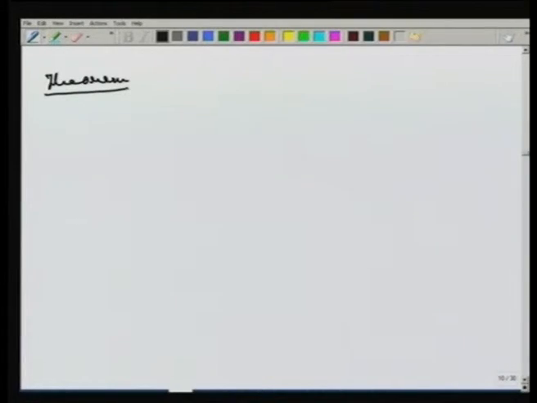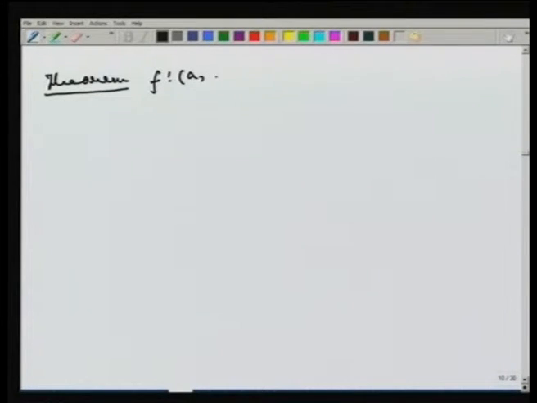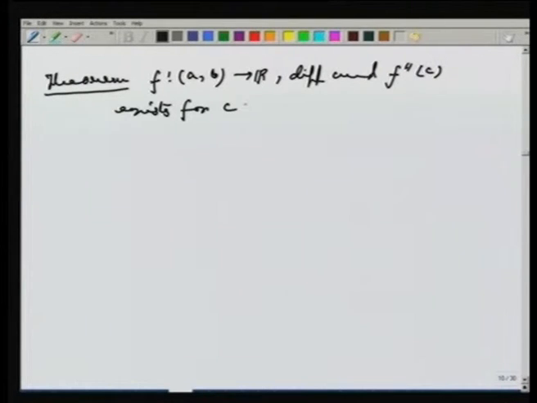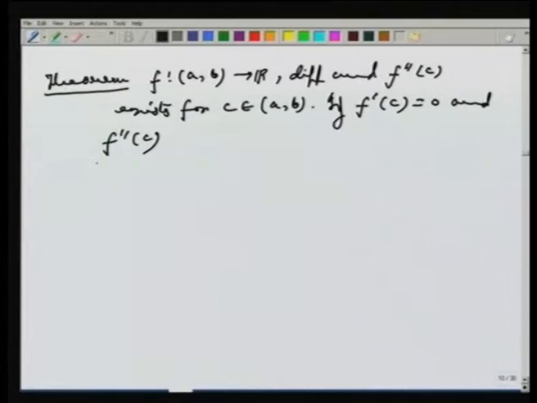This is usually called the double derivative test of maximum and minimum. So, let f be from (a, b) to R again, differentiable, and f double prime of c exists. If f prime of c is equal to 0 and f double prime of c is strictly less than 0, then c is a local maximum for f.